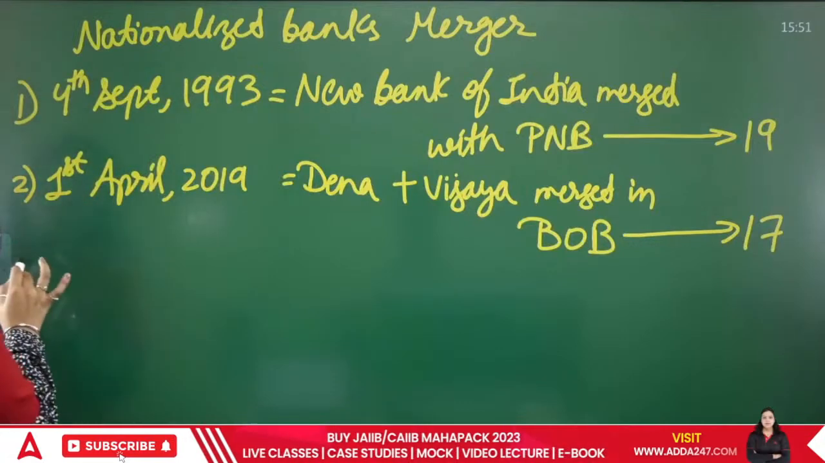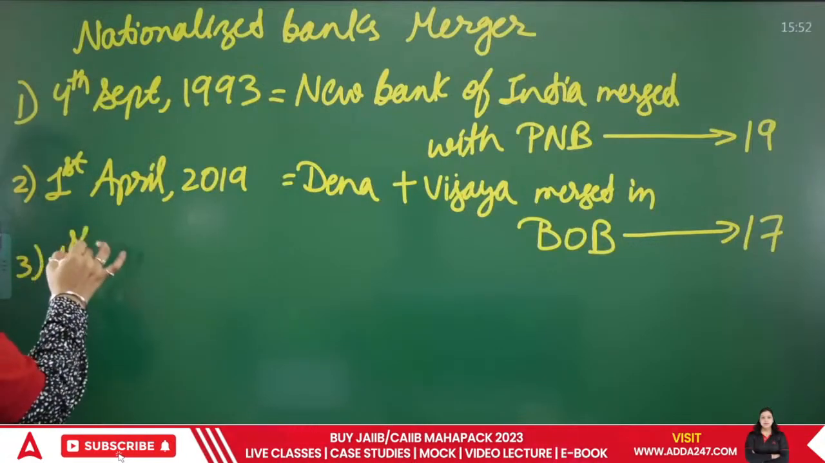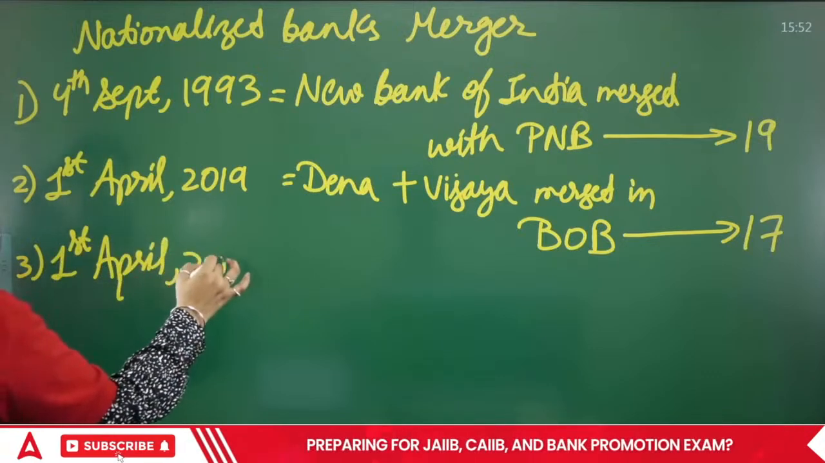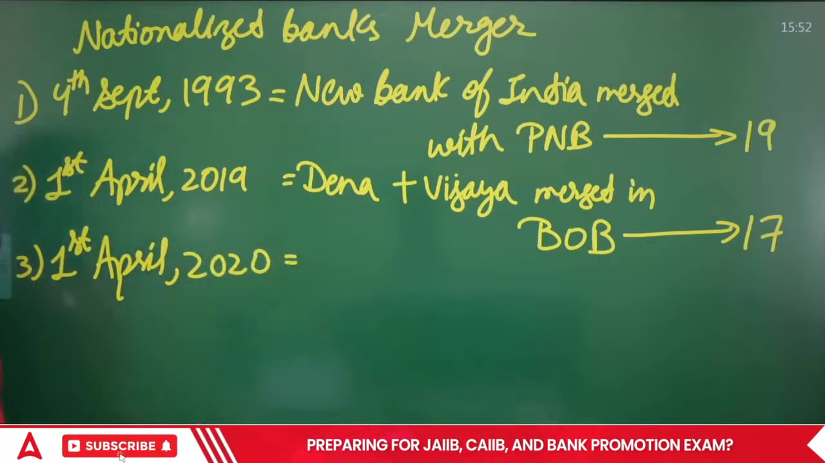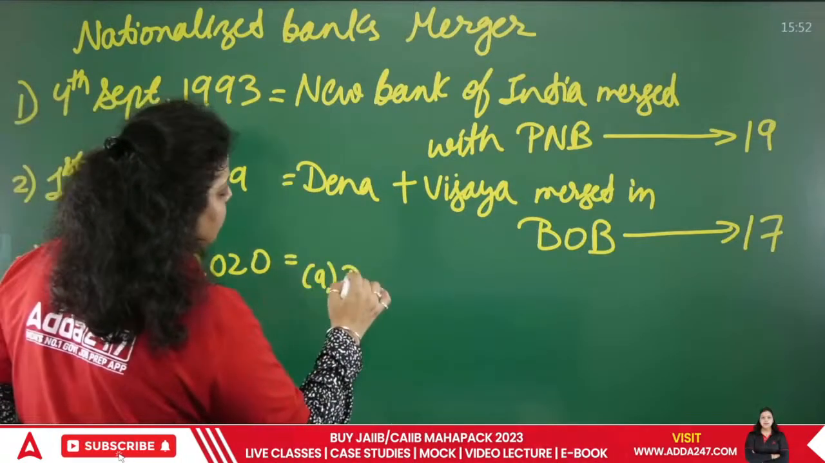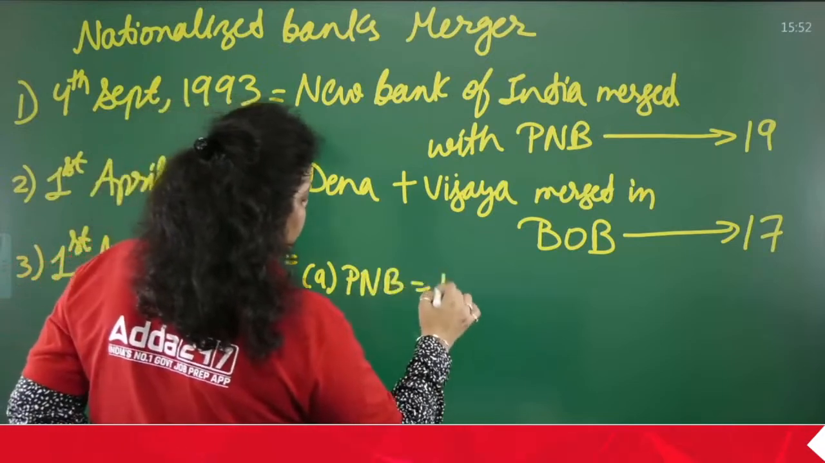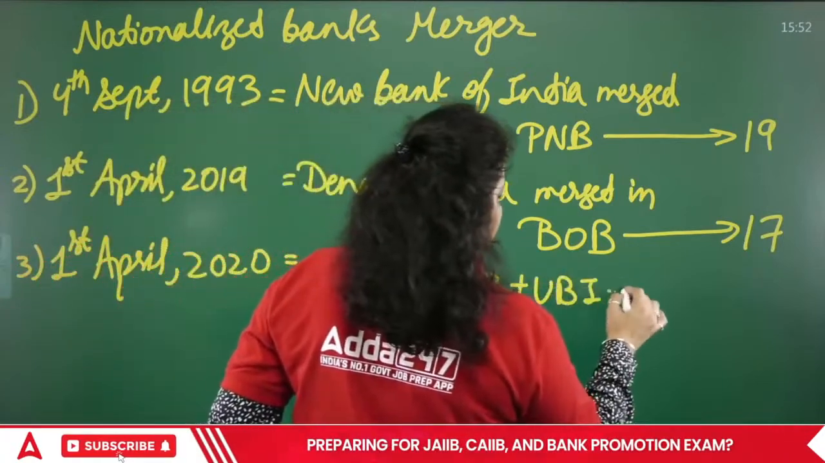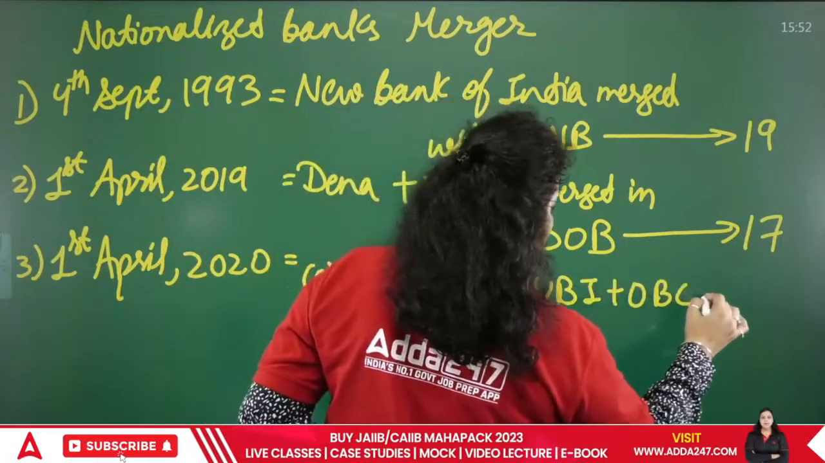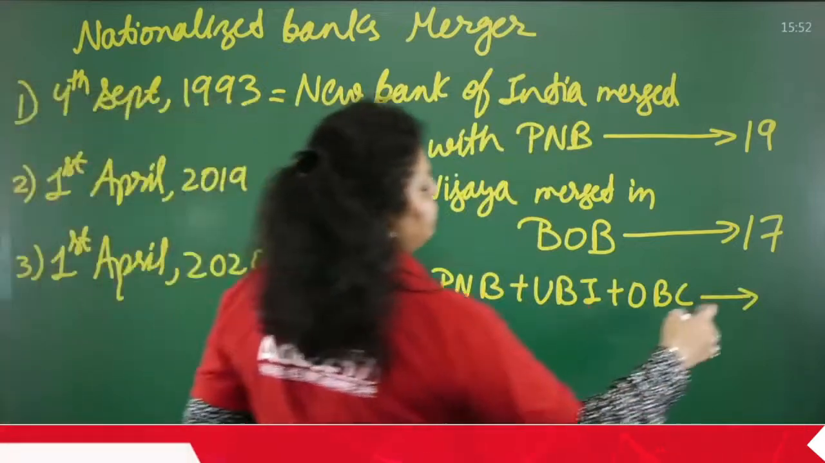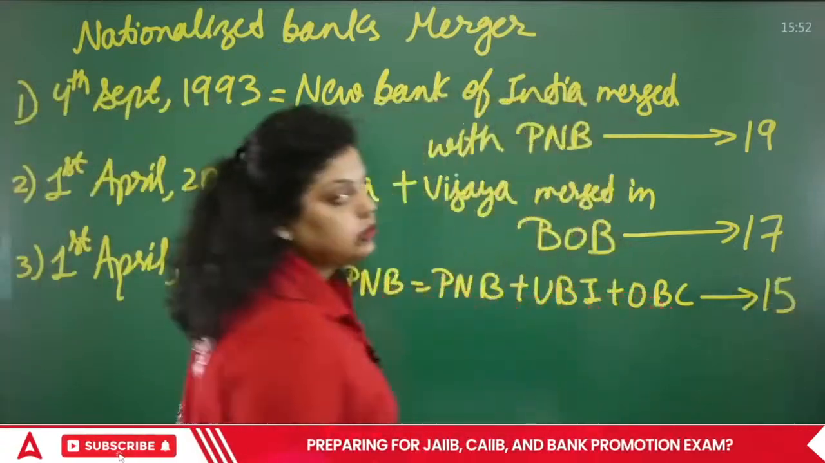Then after this, the third major merger happened in the year 2020, where a lot of banks were merged. The first bank was Punjab National Bank. Here I have told you PNB, United Bank of India and Oriental Bank of Commerce were merged. After this merger, two banks were merged, so we were left with 15 nationalized banks.